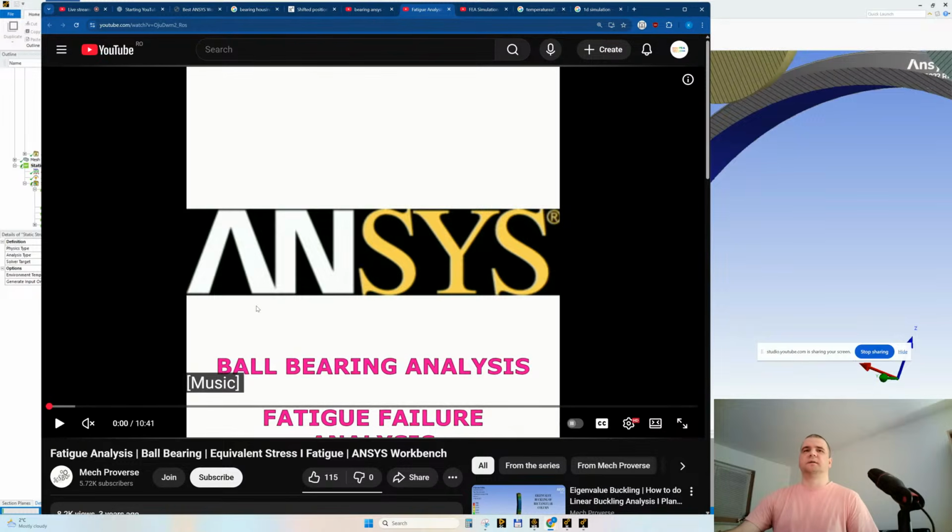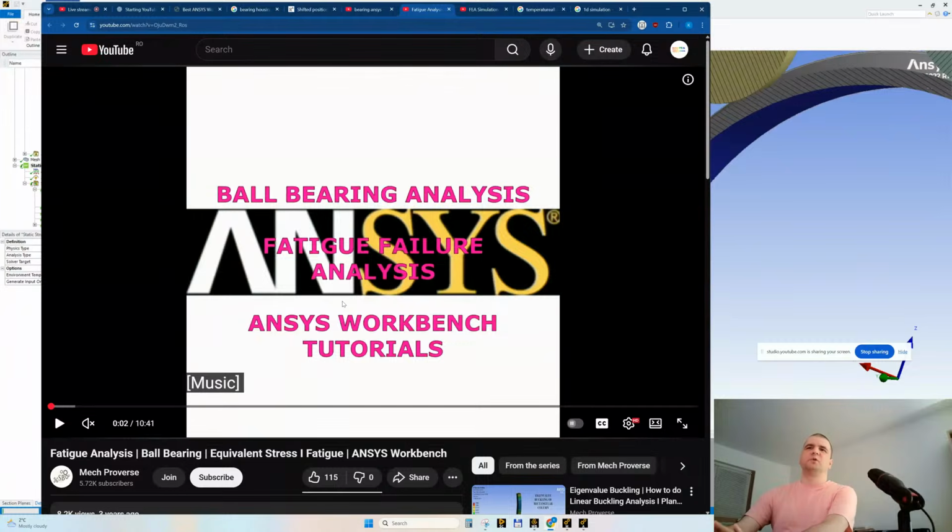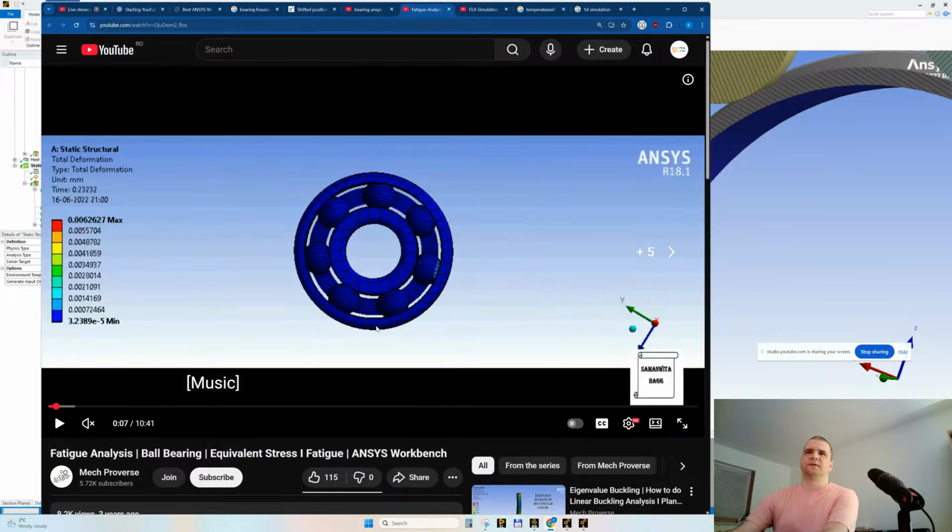All right. Ball bearing, fatigue failure. I can already predict that there will be a fixed ball bearing, and he will access the fatigue tool, because in static and recently in transient you can access a fatigue tool, very simple fatigue tool. And I think there will be no rotation.